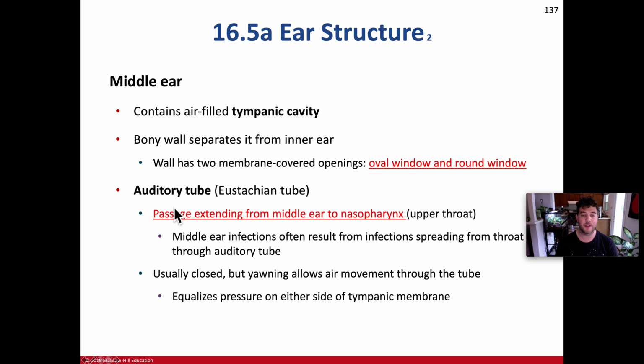It has the auditory tube, the eustachian tube, which is a passage extending from the middle ear to the nasopharynx in your upper throat. Middle ear infections often result from infections spreading from the throat up through the auditory tube. You may notice that's kind of when you pop your ears, you yawn, or you're on the plane, you kind of plug your nose and you push air out. It's going through this eustachian tube, this auditory tube.